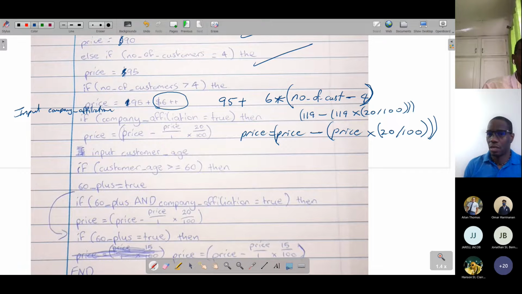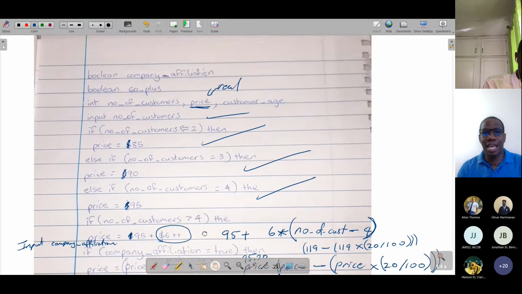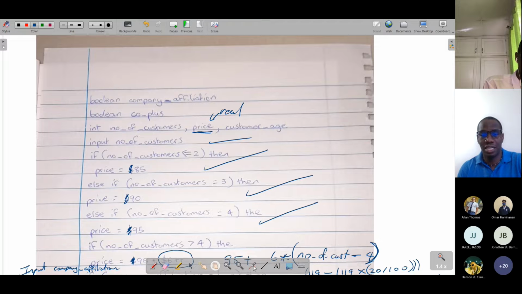That'll be 23.8, right? $95.20. Okay, so we ended up with $95.20 if this company affiliation is true. Okay, but look at something here, and this is where we come back to noting that this price was declared as an integer.